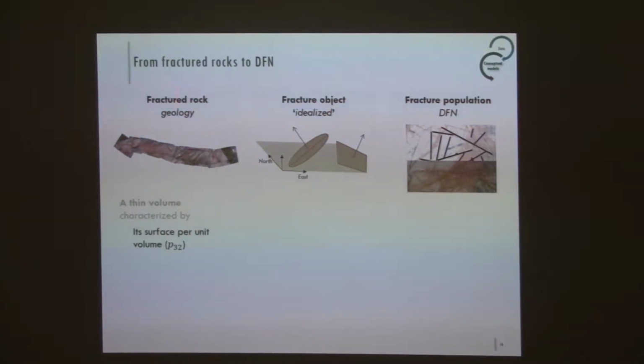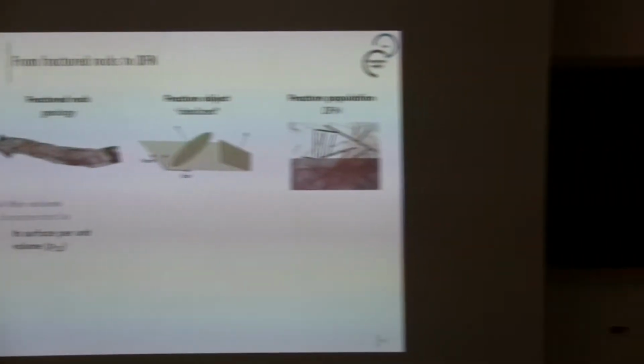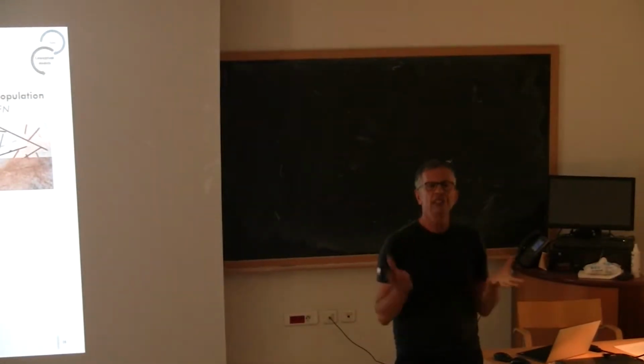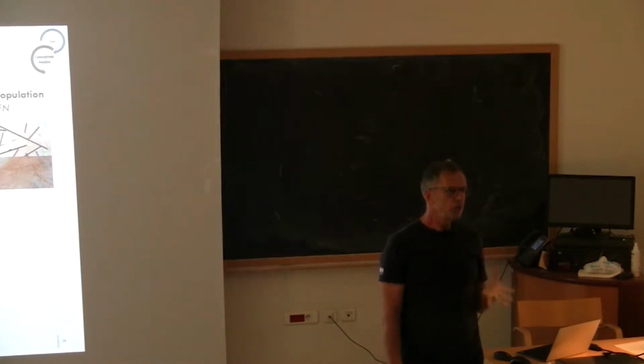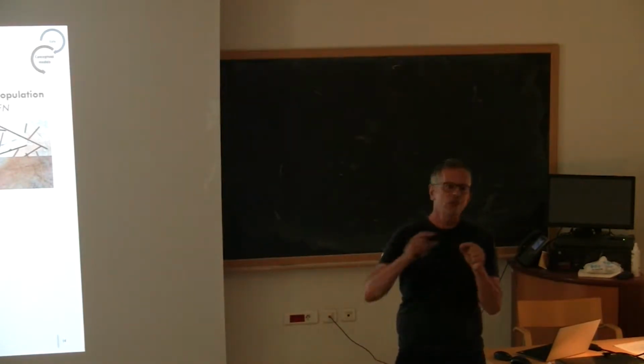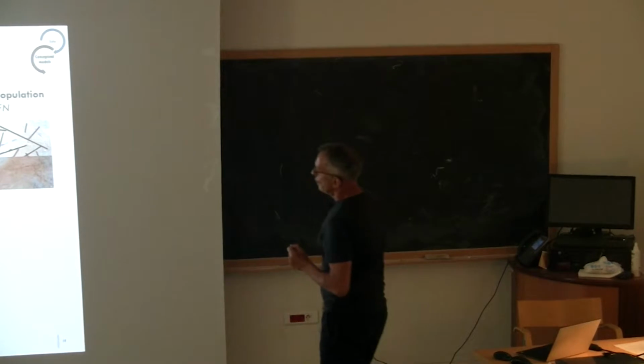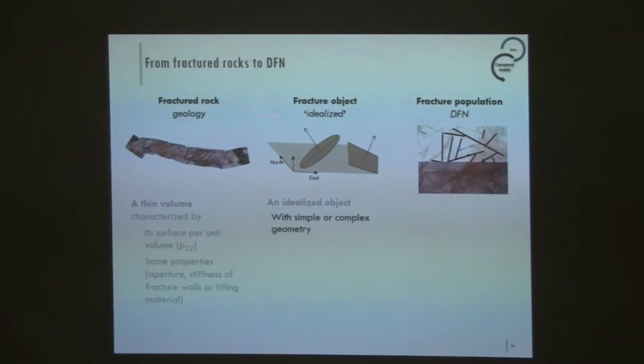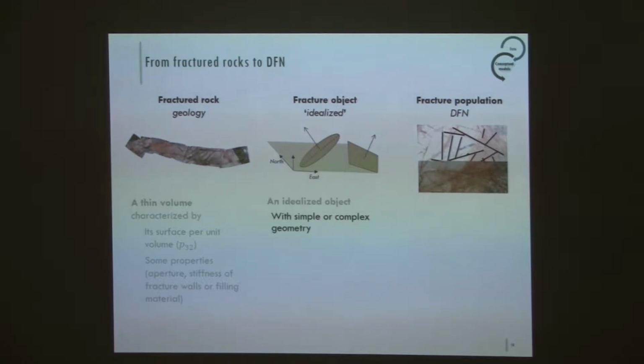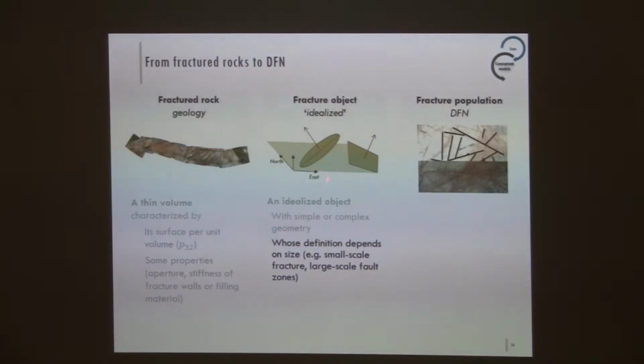Okay, so the point here is that if you start from fractured rock, the only parameter you can measure is aperture, local aperture, but as a global quantity, the total surface. Because with fractured rock, you don't know where a fracture begins and where it ends. With the idealized object, you start from this picture and you divide it into small segments in 2D or small disks in 3D. So you choose a shape, but the definition of the fracture depends.